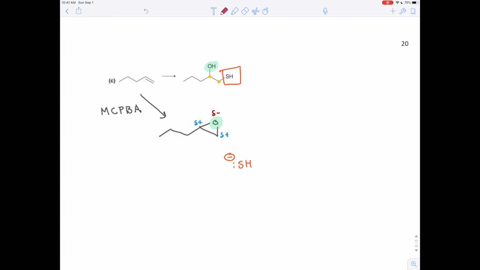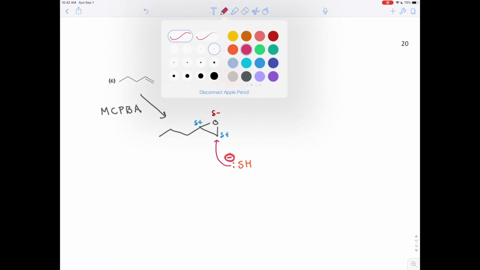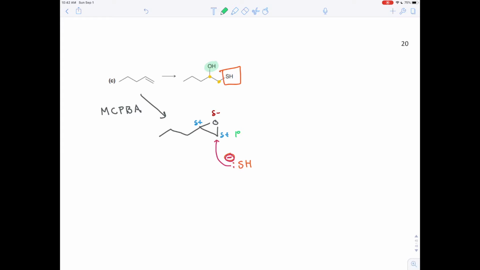The negative sulfide, that SH, is attracted to the positive charge and specifically to the less crowded positive charge. So this carbon on the right is bonded to just one other carbon, so it is primary. This carbon on the left is bonded to two other carbons, so it is secondary, and you can see that primary is less crowded.